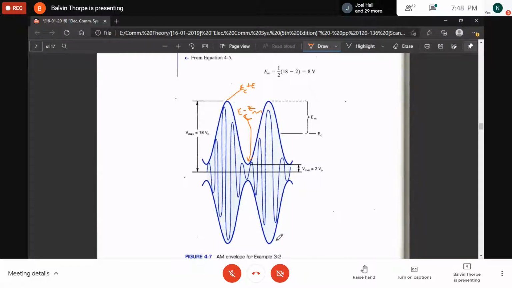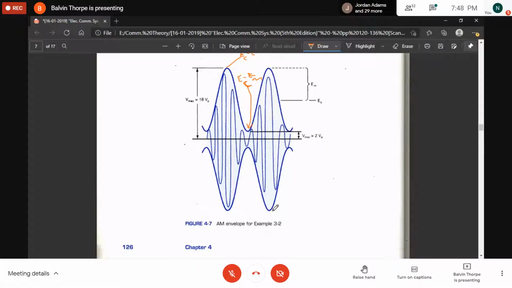Okay, what about the peak? What about down the side? That would be negative EC minus EM. Excellent. Minus EC minus EM. And how about here? Now that one would be minus EC plus EM. Exactly. So that's what the question is asking you for. What about the envelope? The peak values for the envelope.